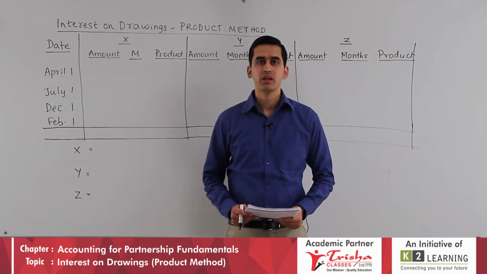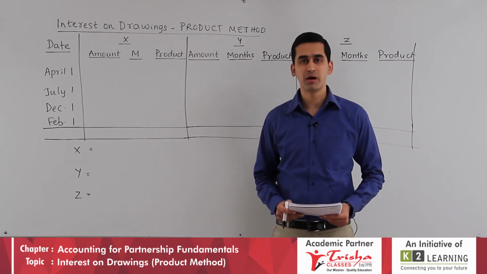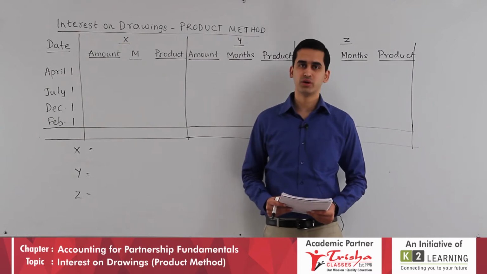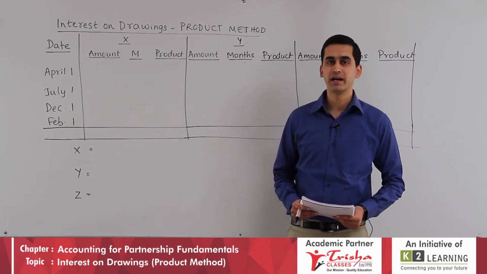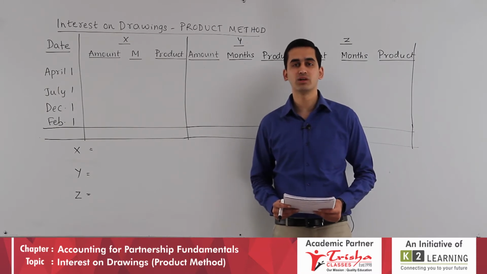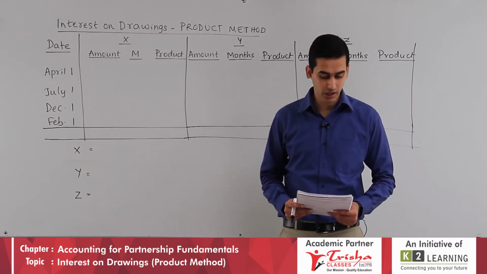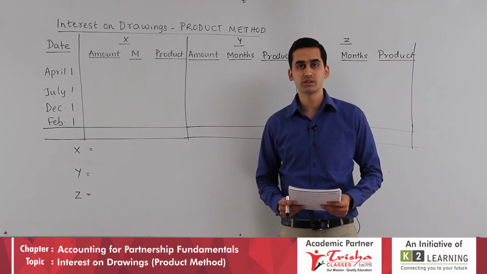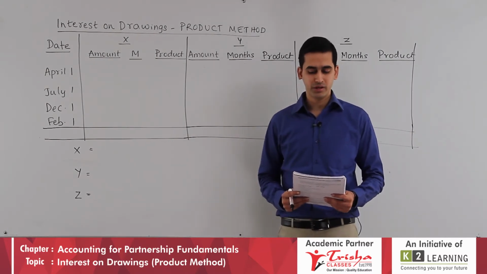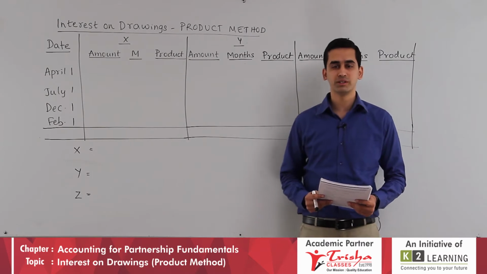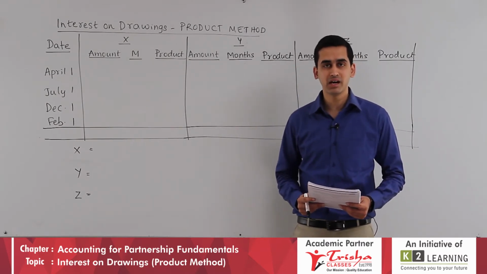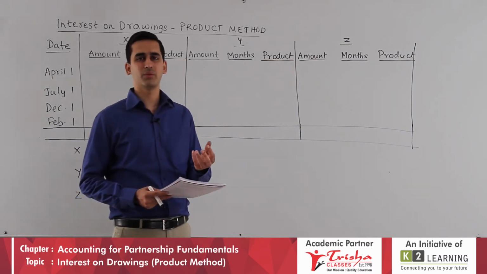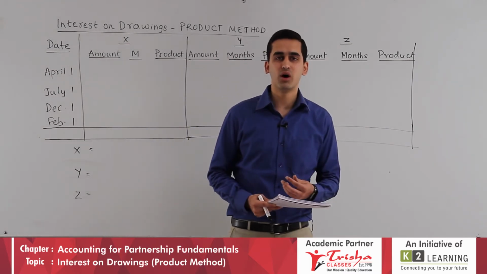Friends, next question has 3 partners. Mr. X, Mr. Y and Mr. Z. Dates are given, 4 different dates, and amounts are given, and they've asked us to calculate interest on drawings under product method. Now XYZ are 3 partners in a partnership firm since 31st March 2012. They share profit and losses equally, and the interest on drawings to be charged is 10%, and dates are given and the amount of drawings are given. Profit is given, which is not relevant because we are going to calculate interest on drawings.